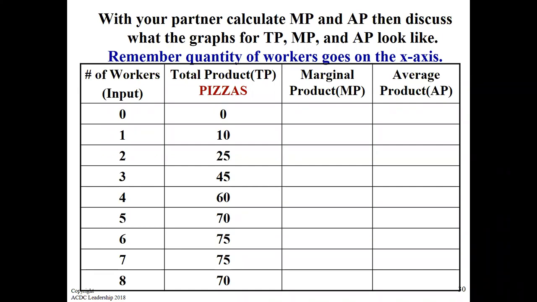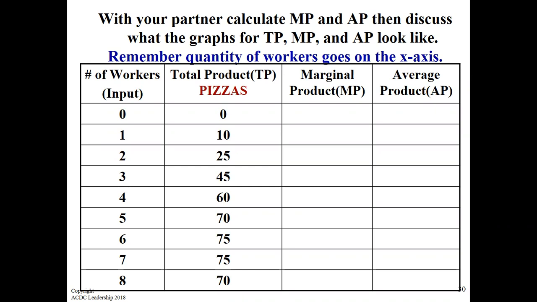20. Keep going. 15. Did we run out of that row? No, we got one more. 10. Okay, Miles, you're up here. The marginal product for the sixth worker. 5. 0. -5. All right. Good job. So that's the marginal product.